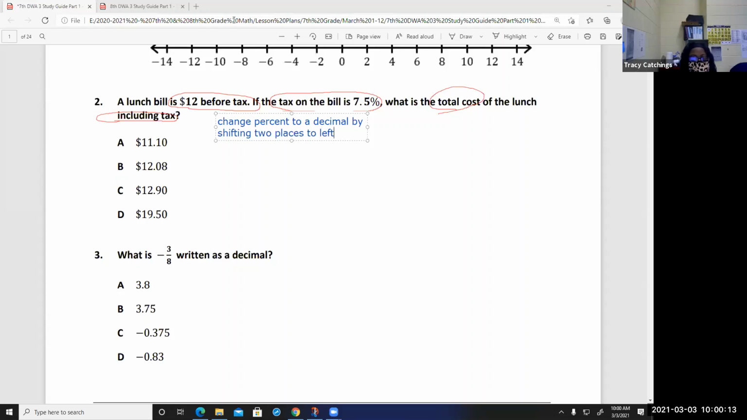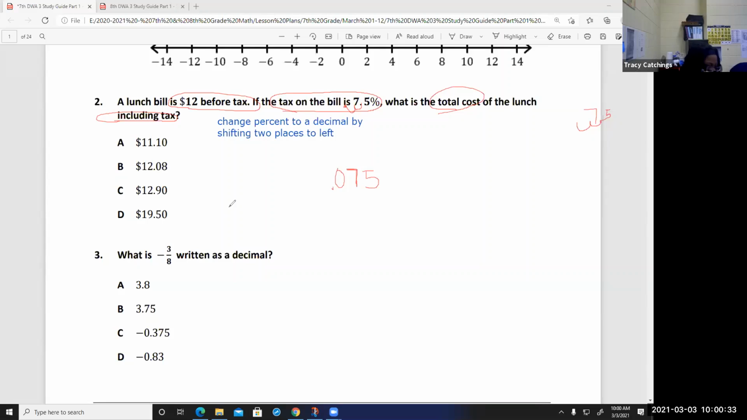So if I shift that decimal 2 places to the left, fill in missing place with placeholders, what do I get? Good job. 0.075. That's it.